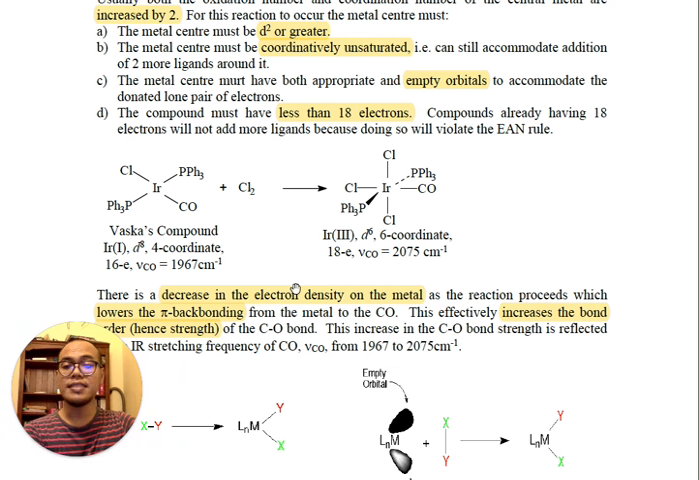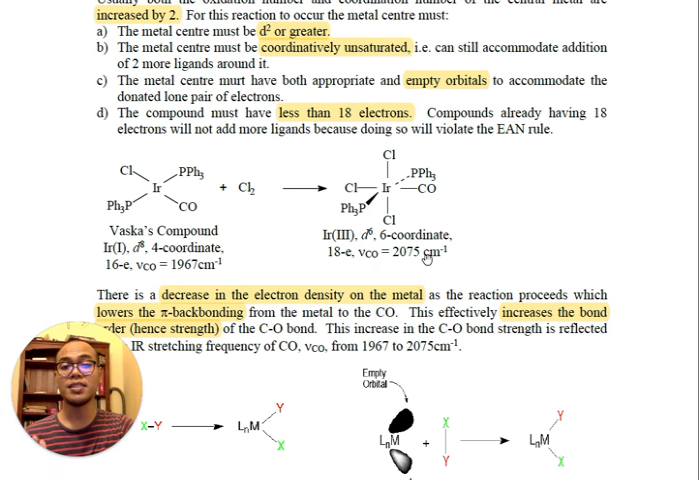Now let us make some revision on the IR frequency. For 16 electron iridium(I), it is 1967. For iridium(III), the oxidation state increased. It is 2075. Stretching frequencies tell us the strength of the bond. The higher the frequency, the stronger the bond. So from this frequency itself, we understood that with 18 electrons, with the 3+ oxidation state, your carbonyl bond is actually stronger than in iridium(I). That's number one.